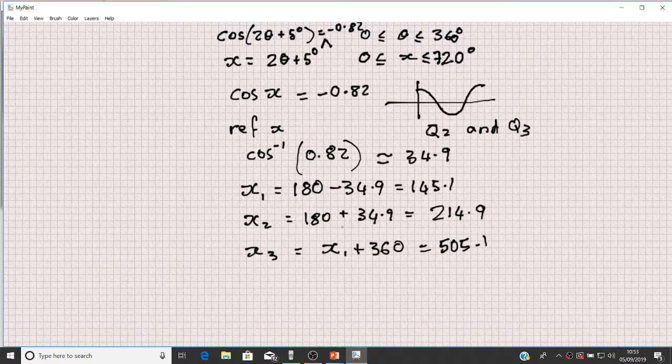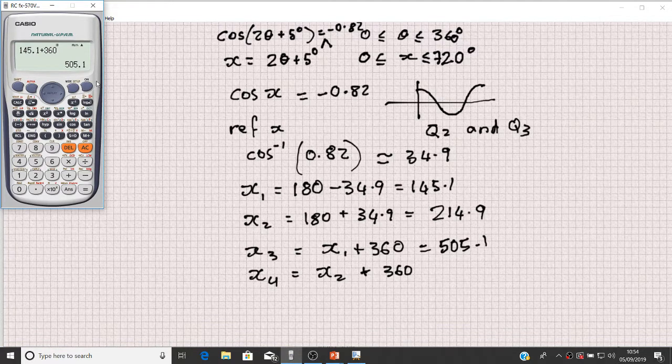And then my final solution for x4 is x2 plus a full cycle. So let's just bring that up. 214.9 plus 360 gives me 574.9.